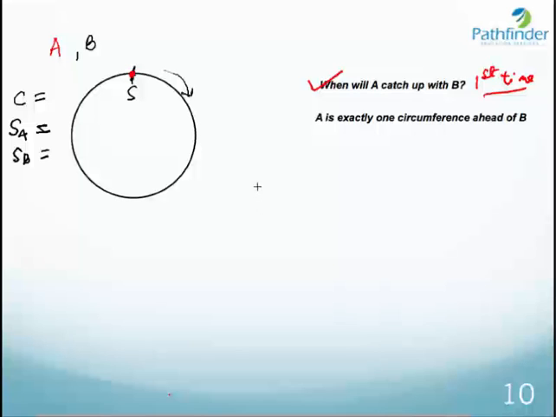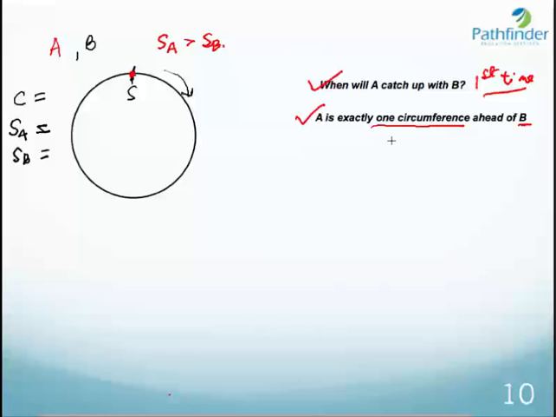Now, to solve such a question, we need to understand that if speed of A is greater than the speed of B, and if A and B are running around this circumference, then when A overtakes B for the first time, A must be exactly one circumference ahead of B. And when A overtakes B for the second time, A should be exactly two circumferences ahead of B. Now, this is the inherent principle that we will use to solve the question.